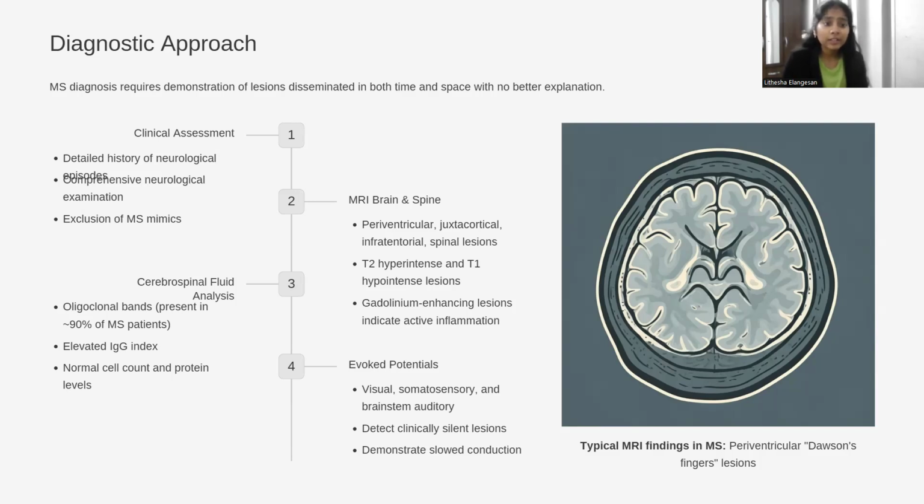We can also conduct cerebrospinal fluid analysis done by lumbar puncture. Certain proteins might be elevated in your spinal fluid. They also check your cell count and your protein levels and the presence of oligoclonal bands in your cerebrospinal fluid. And they also look for other signs like visual, somatosensory, and brainstem auditory evoked potentials, any clinically silent lesions, and any demonstration of slowed conduction.